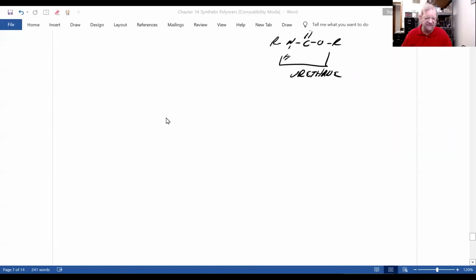Anyways, that's urethane. And for urethane, you mix a polyol, and polyol means many hydroxyl groups. And one of the more useful polyols comes from sugar that's reacted with ethylene oxide. And I'll teach you a little more about that later on. But that's the urethane.